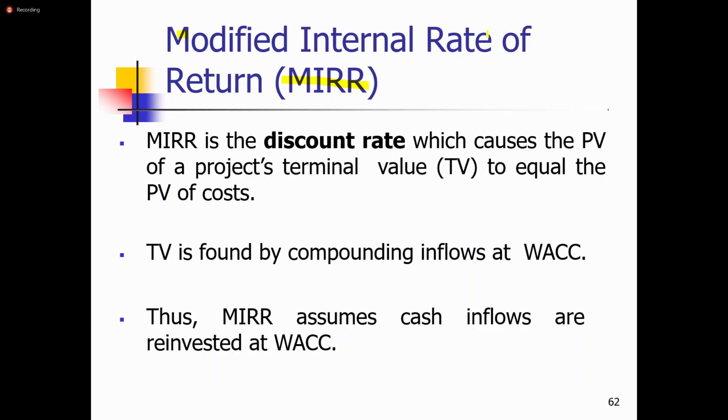Now IRR means that is the point where NPV is 0, no? Now this modified internal rate of return is the discount rate which causes the present value of the project's terminal value to equal the present value of its cost. When we estimate the modified internal rate of return, we assume that cash flows are reinvested at the weighted average cost of capital. So the reinvestment assumption here is not IRR, not modified IRR, it is the cost of capital. Cash flows reinvested at IRR.